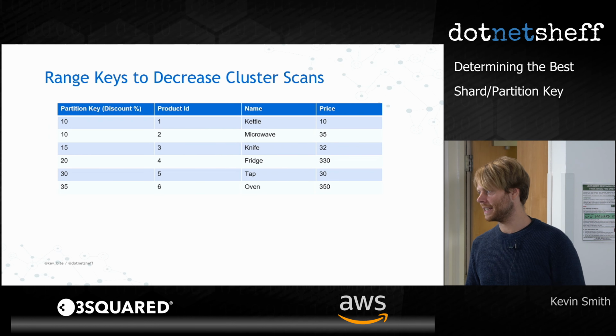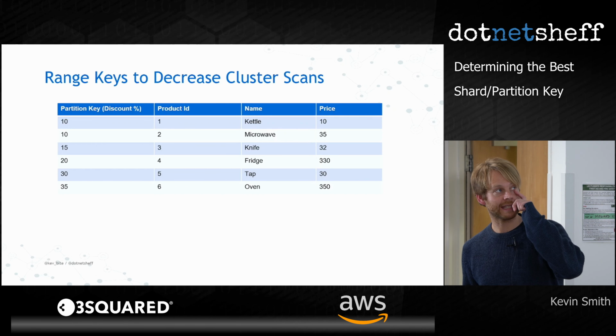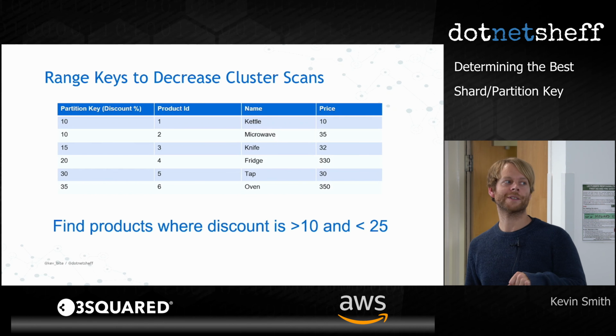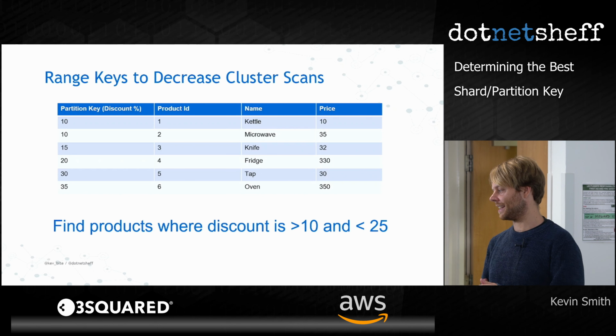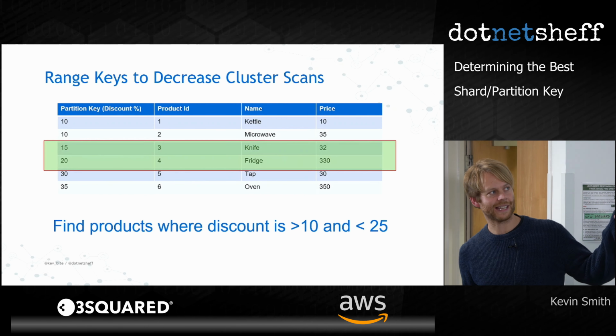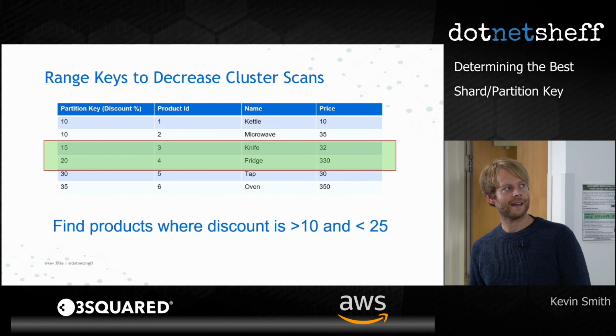You can also do range keys to decrease cluster scans as well. So for this example, we've got a partition key, which is discount. And say we want to find all the products where the discount is greater than 10 and less than 25. We can use the partition key to do that. We can just go search it and pull back the actual products for them.